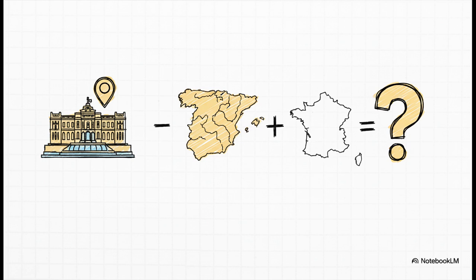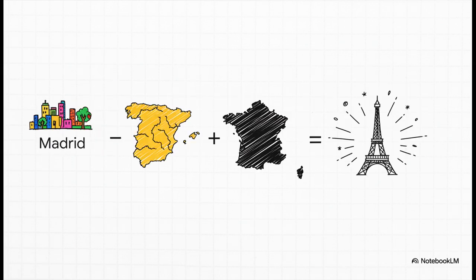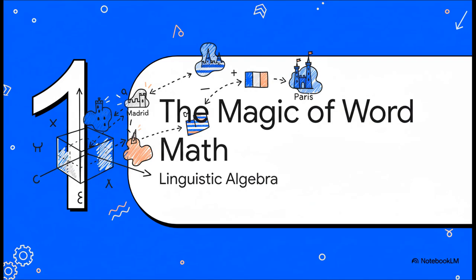What concept is to France what Madrid is to Spain? The answer? Well, it's pretty mind-blowing. The computer answers Paris. And what's crazy is it gets it right with this incredible accuracy. Now, this isn't some pre-programmed, hard-coded fact. The machine learned this relationship just by reading tons and tons of text, and that is the magic trick we're about to break down.